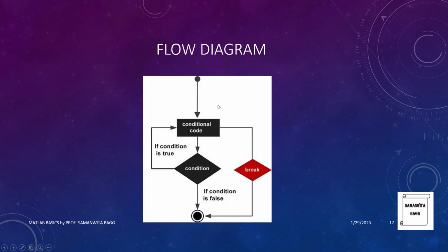This is the flow diagram. This is the conditional code. We will go to the condition. If true, it will go back to the conditional code. If false, it will come out of the loop. And here you can see that this break is attached to the end statement.